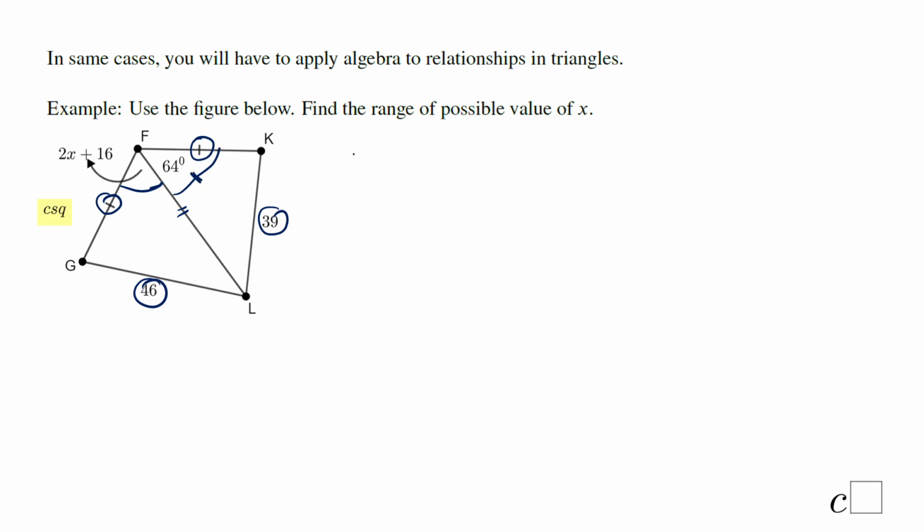So I'm going to write it like that. The measure of angle GFL should be greater than the measure of angle KFL. Why? One more time, this is 46 and this is 39. 46 is more than 39, and that means the opposite angles need to follow the same pattern.